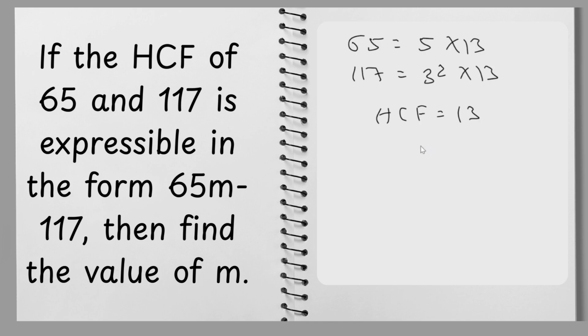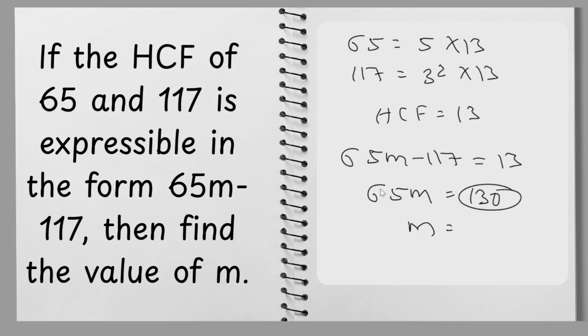So we got HCF in this case as 13. Now, according to the question, we can write 65m minus 117, which is the HCF, and that is equal to 13. Further, we can transpose 117 to the other side. That gives you 13 plus 117, which is how much? 130. And therefore, m is what? 130 divided by 65, that is equal to 2. So m is 2 in this case.